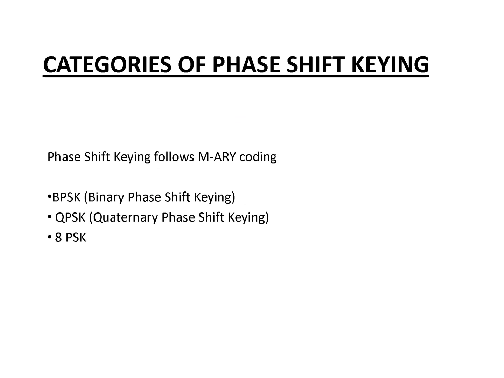Now coming to the categories of phase shift keying, as I said, BPSK or simple PSK is the basic form of PSK. It has 2 phase levels. Then there can be more than 2 phase levels, that is QPSK, or quaternary phase shift keying, or quadrature phase shift keying, we will call it. It will have 4 phase levels. Then 8 PSK is there. All these generally come under the M-ary coding schemes or M-ary modulation schemes.